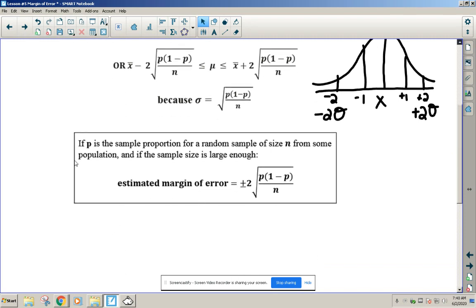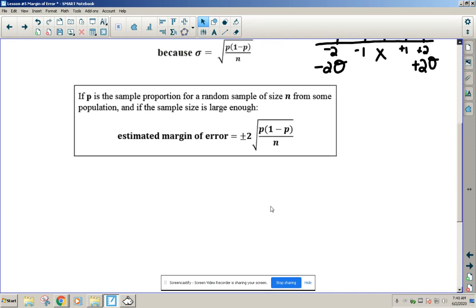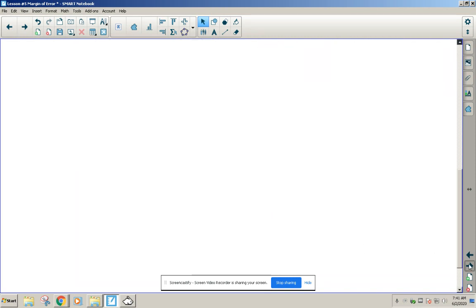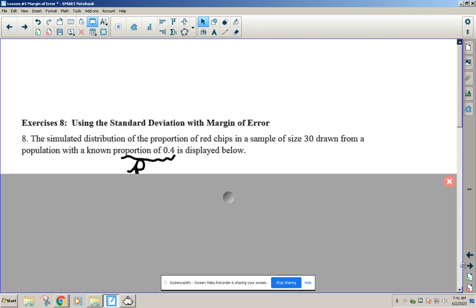So here, this is the guy. Estimated margin of error. Your margin of error is plus or minus 2 standard deviations. So the minute you know your standard deviation, if you double it, that's your margin of error. So let's do an example or two and see how this works. The simulated distribution of the proportion of red chips in a sample size of 30 was known to be 0.4. So this is something we've already done.